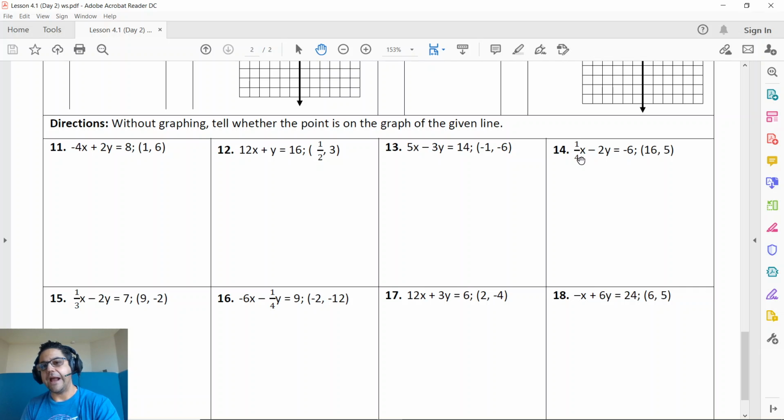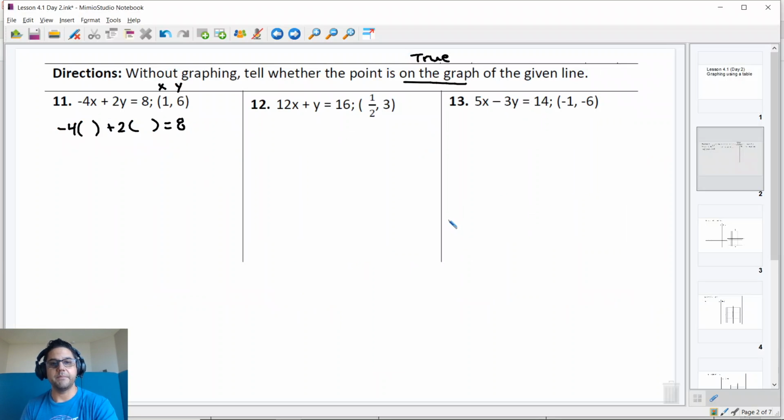On 14, you got a fraction, but you're still going to set it up the same way. You're just going to be looking for a little cross-canceling. So that's really the only difference between the problems that I'm not doing.